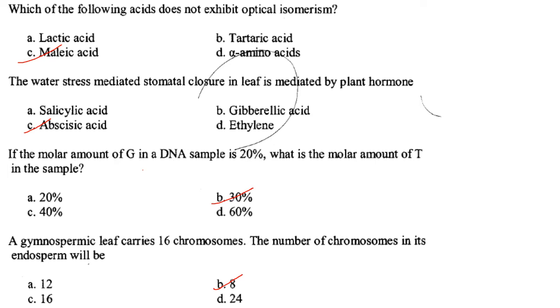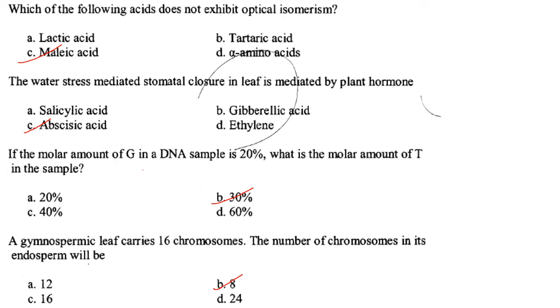So the answer is option C, that is malic acid. Then the water stress mediated stomatal closure in leaf is mediated by plant hormone. So it is by abscisic acid.